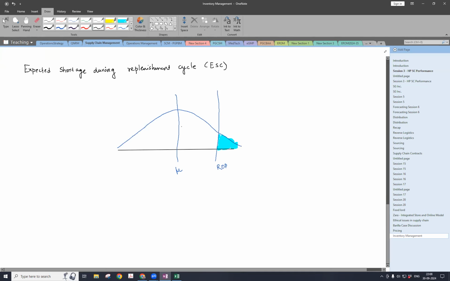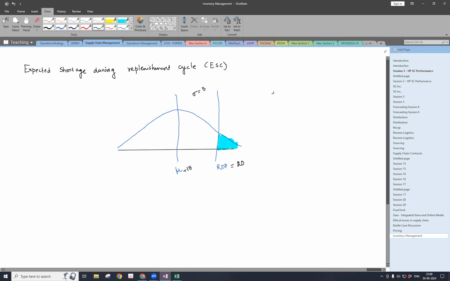Now, let's say I'm setting the reorder point at 20, right? And let's go by the same example that we had. Mu is 15 and sigma is 5, and let's say the reorder point is set at 20.